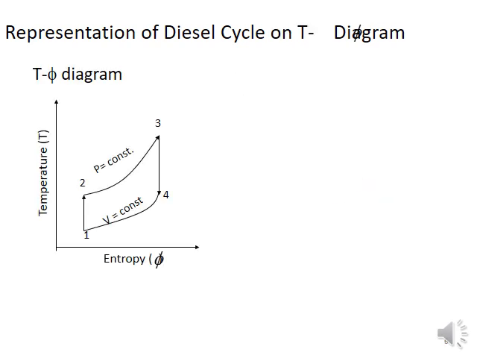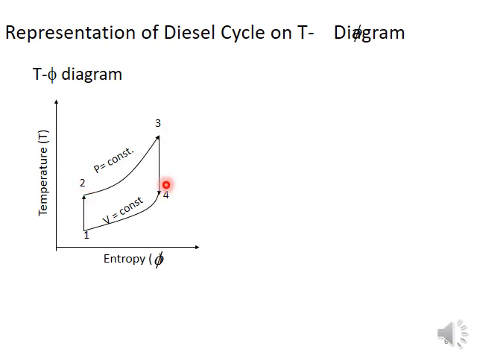This is the TS diagram. See here that the temperature increases from 1 to 2 and from 2 to 3, then decreases from 3 to 4 and from 4 to 1. From 1 to 2 there is no heat transfer, so the entropy remains constant. dq is equal to 0. Here also dq is equal to 0. The entropy remains constant, so S1 is equal to S2 and S3 is equal to S4.